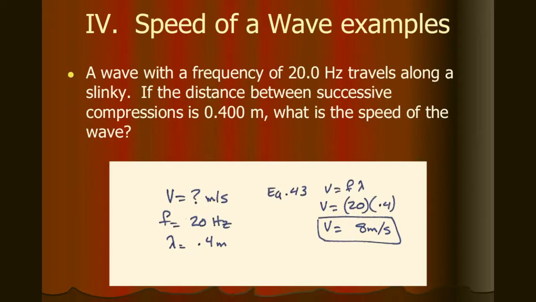And finally, moving on to our last problem. In this case, there's one thing I'd like to point out. It says the wave with a frequency of 20 hertz travels along a slinky. So we know what our frequency is. The question is asking for the speed of the wave, so we're looking for velocity. However, it doesn't directly mention wavelength. It says the distance between successive compressions is 0.4 meters. If you remember, the definition of wavelength is the distance between two successive points, or adjacent points, of a wave. So the distance between two successive compressions would fit the bill for the wavelength. So our wavelength is actually 0.4 meters.